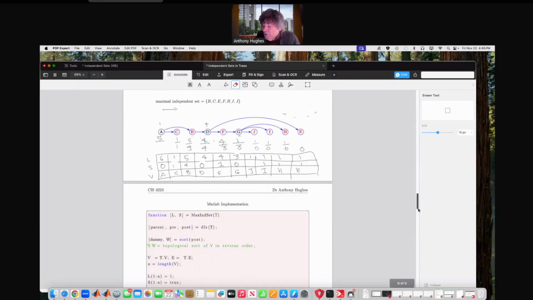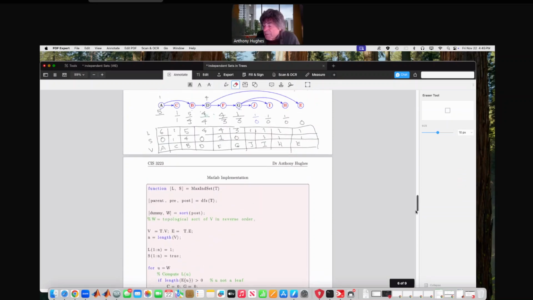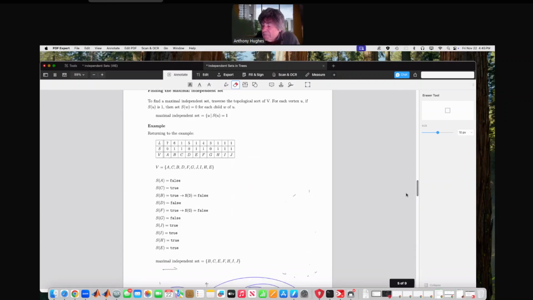So all you have to do at each step is choose whether the maximum, so let's explain. When you've got a node and you want to know what's going on, you have the children and we have the grandchildren.